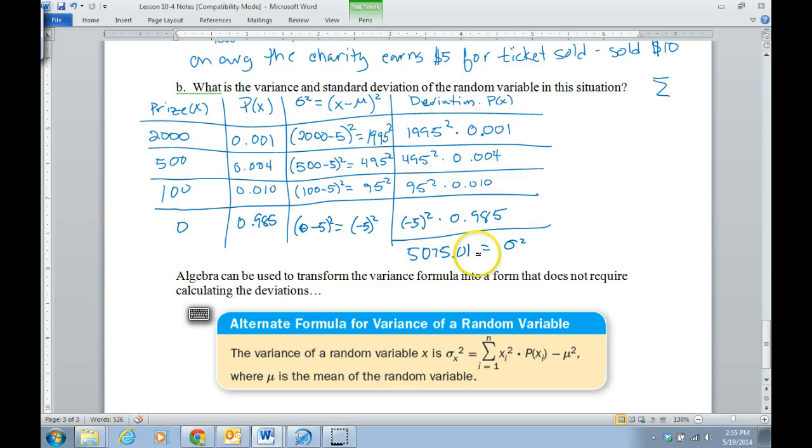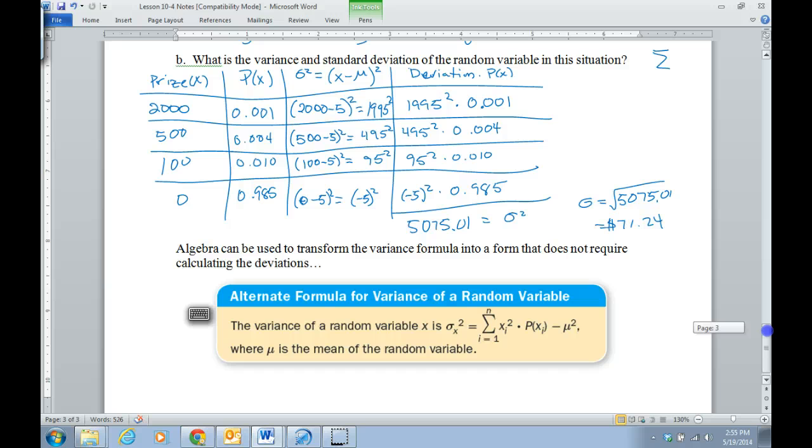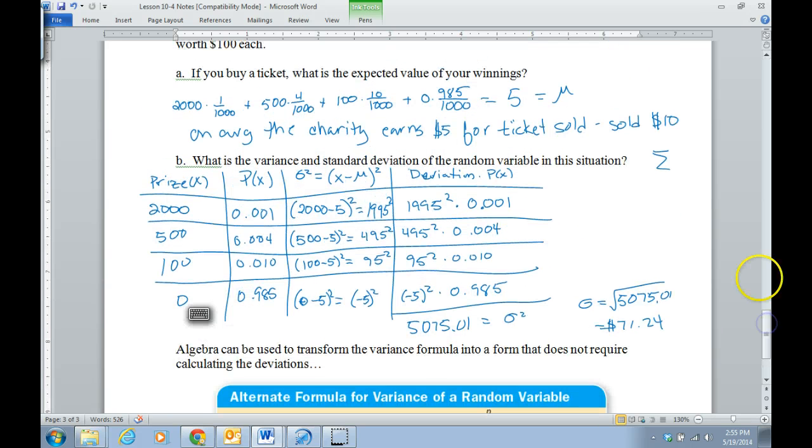Okay, so if that's the case, what do you think the standard deviation is, if this is the variation? You square root it. So if I take the square root of that, you end up with 71.24 is what I ended up putting down. I think I rounded it up. That's how much it's making each ticket? No, this is a variation. The other one was making $5 a ticket, when you were looking at the mean winnings. Okay?